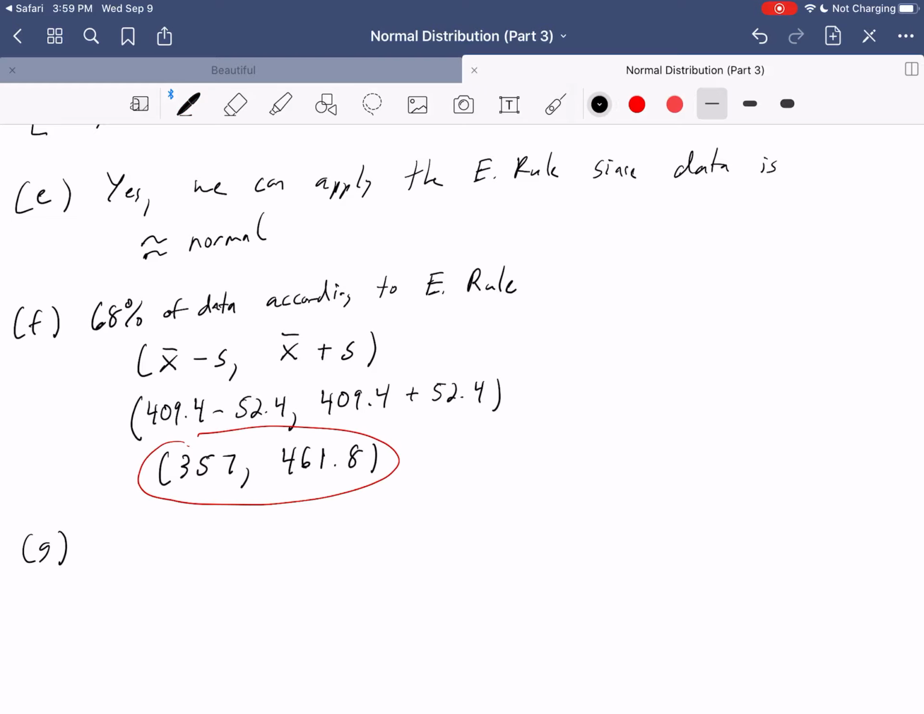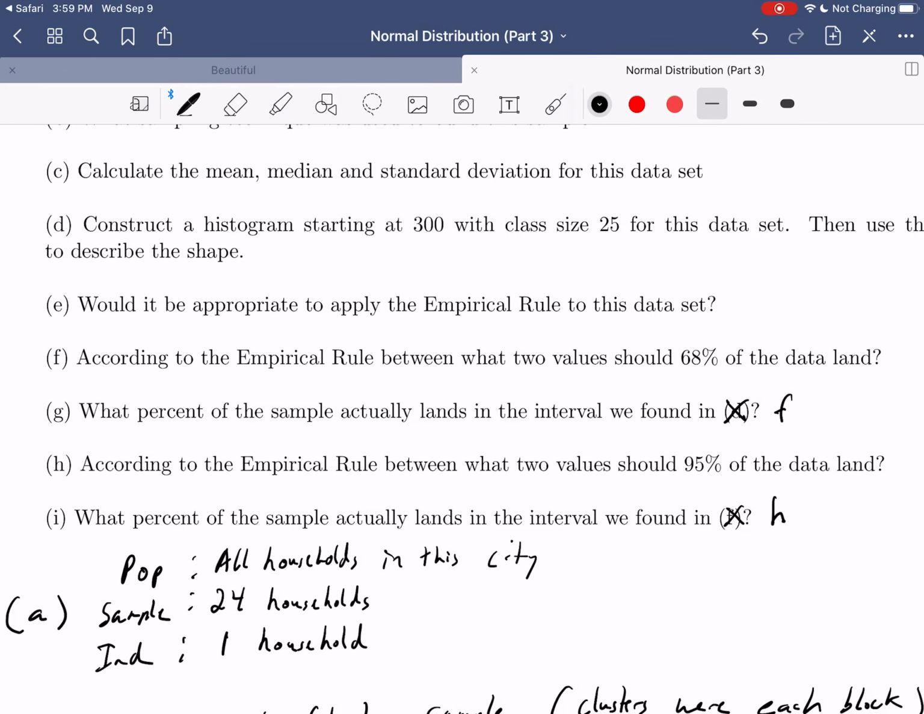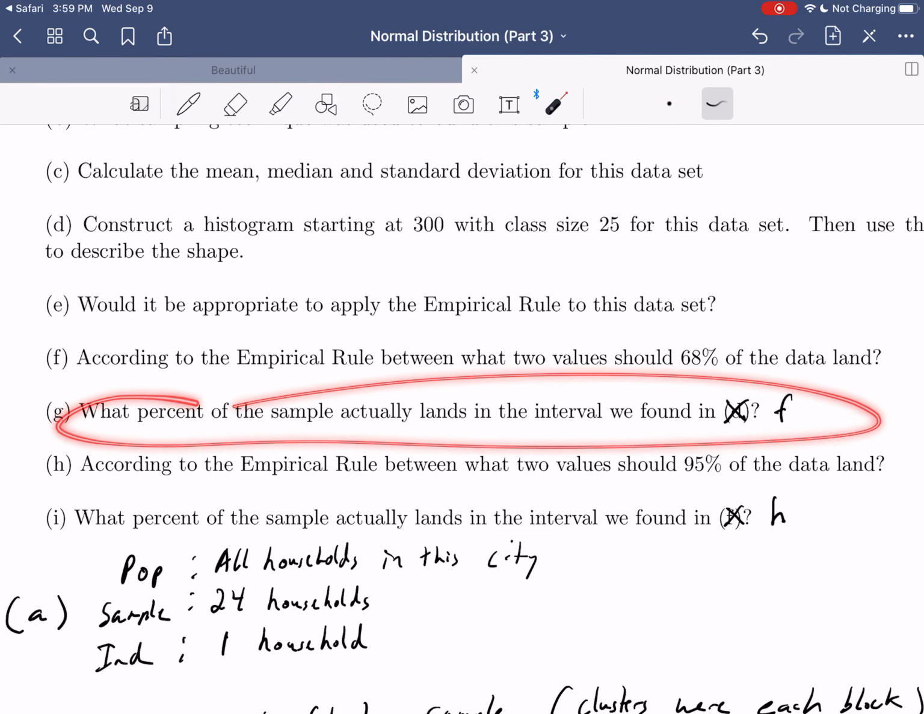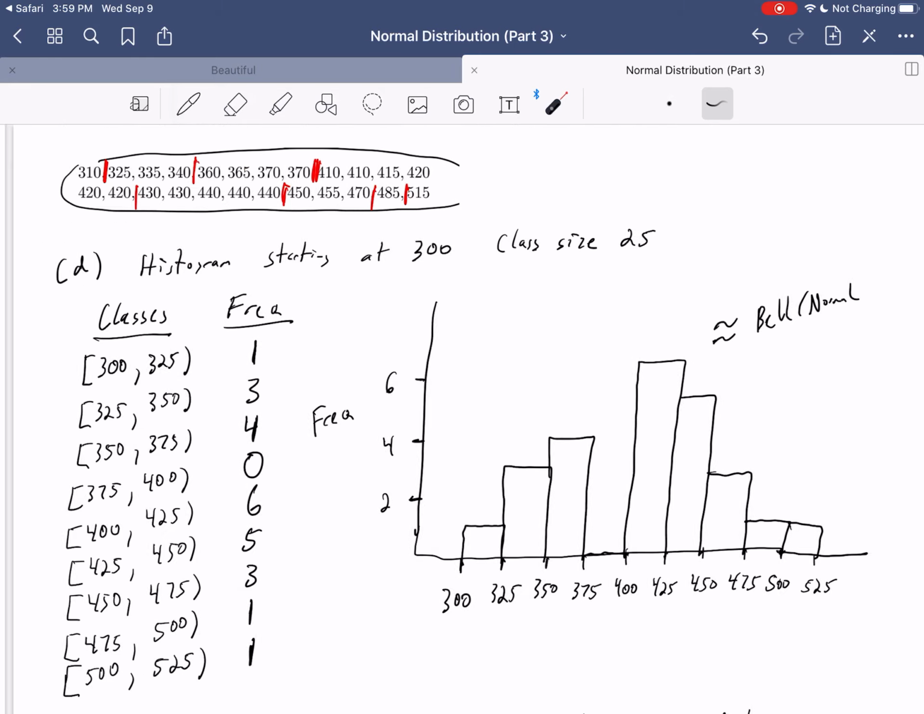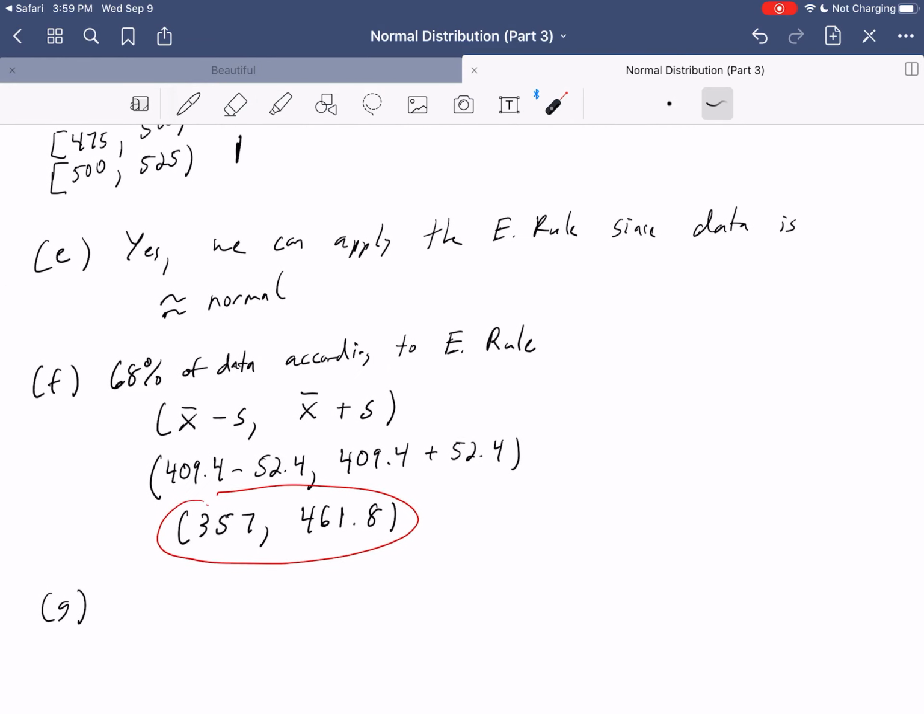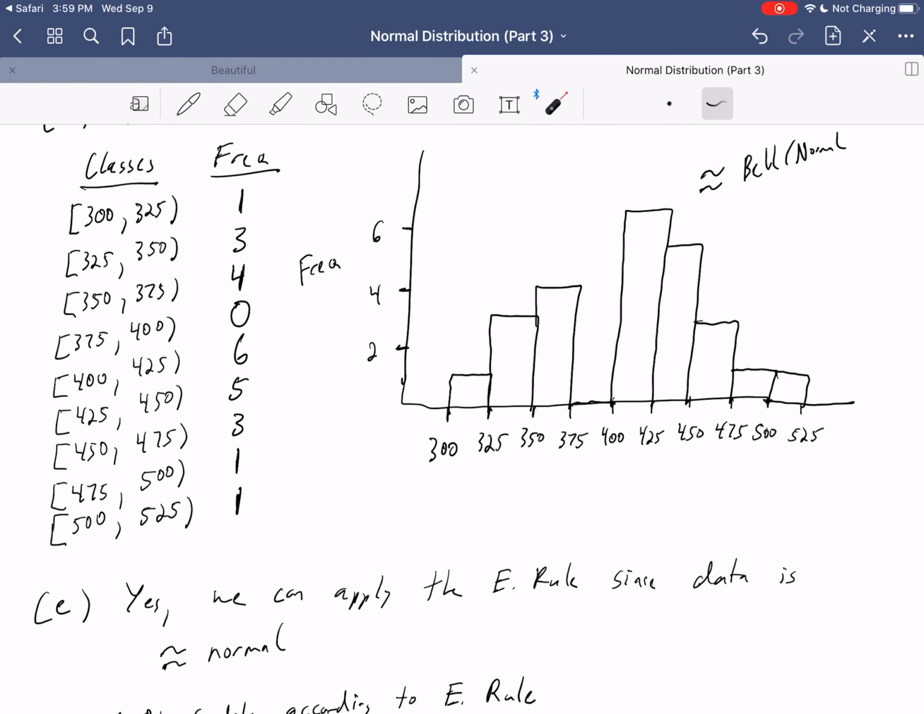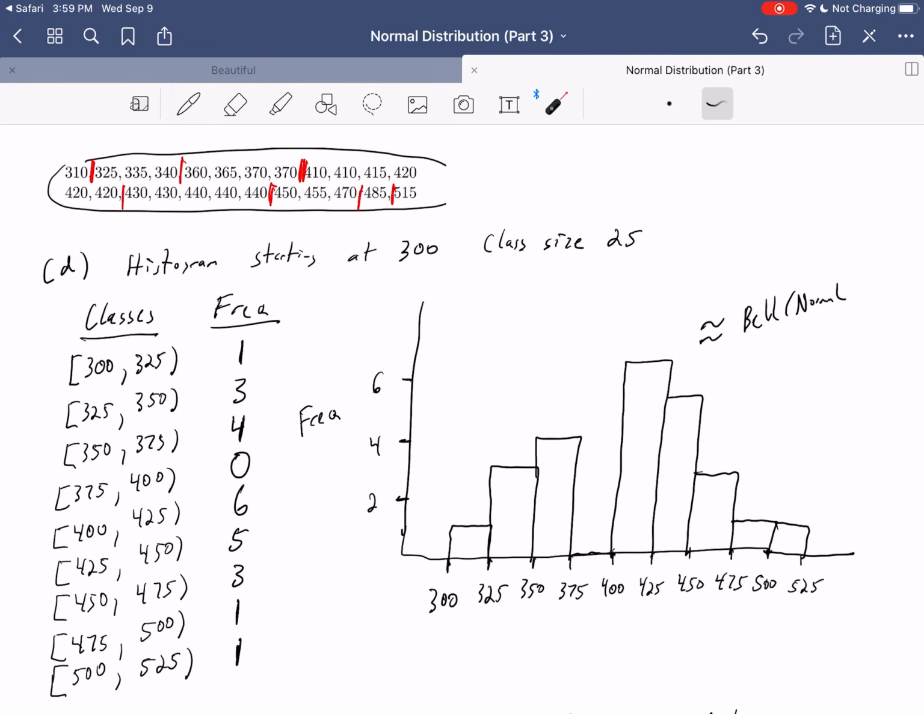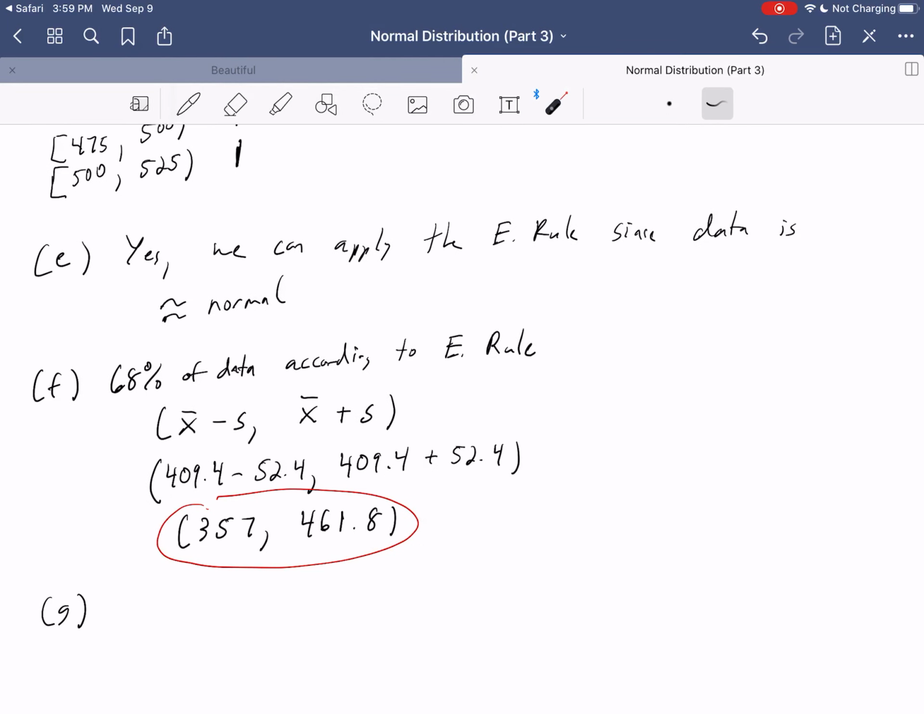And for G, just as we've been doing on the previous one as well, we'd like to know what percent actually lands in here. So how accurate is this prediction? Let's go ahead and see. So 357 up to 461.8. Oh, we already used red. Sorry about that. Let's use a different color. Let's do that in green. So 357 up to 461.8.